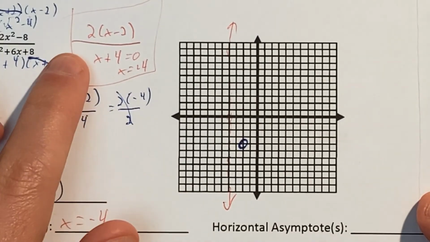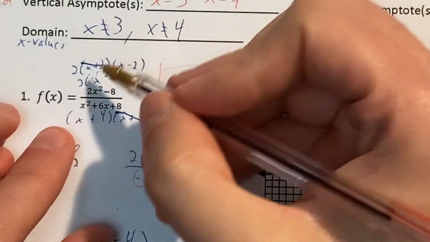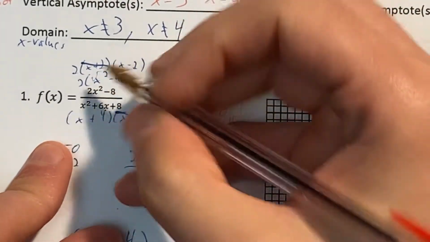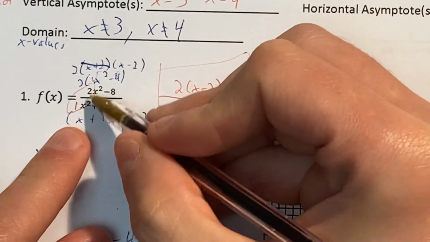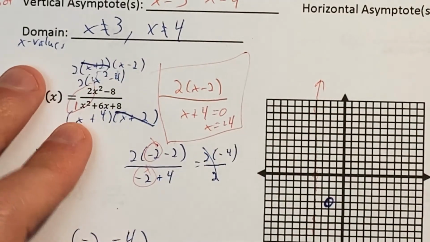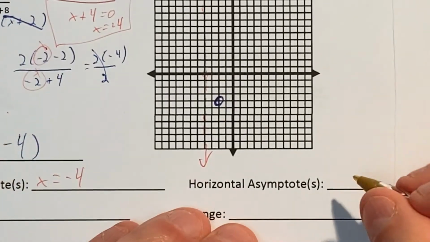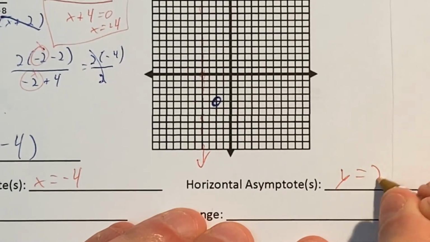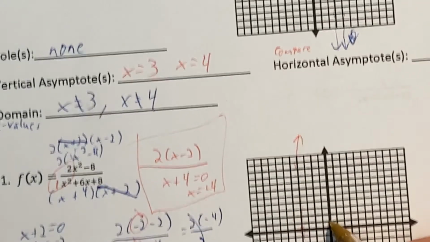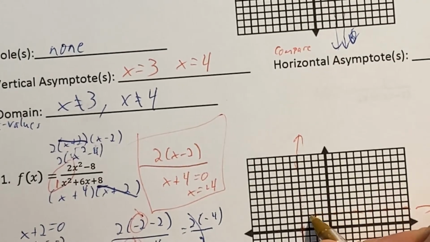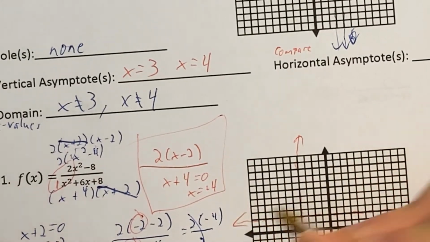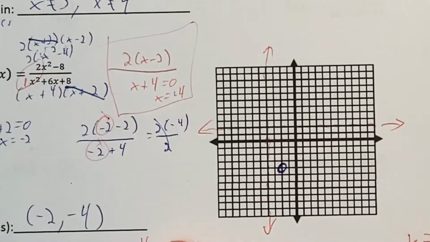Horizontal. If we go here, it looks like it's a 2x squared over a 1x squared. They match already, so it's just 2 over 1. 2 divided by 1 is 2. So y equals 2. So 1, 2. All right. So we get those.